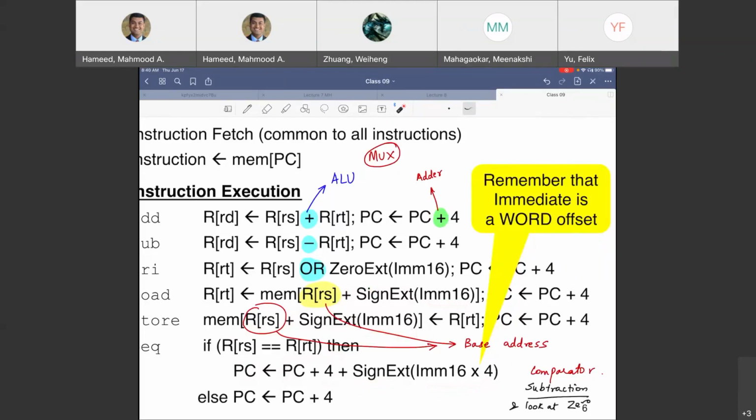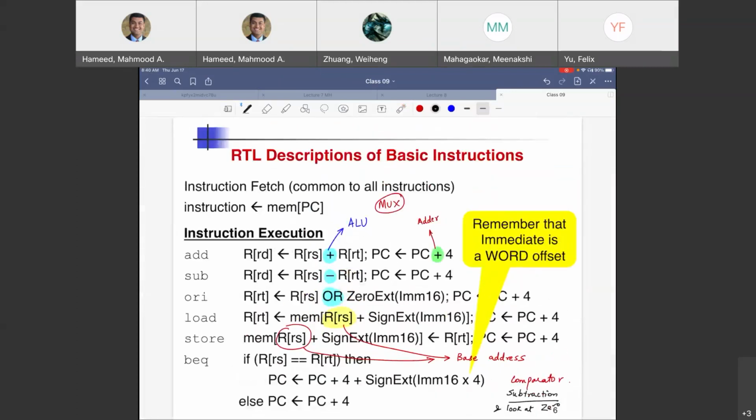How do I multiply by 4? Shift left 2, right? So here, I needed a sign extender. Now I need a shift left 2. Shift left 2 to do this, right? To multiply by 4.